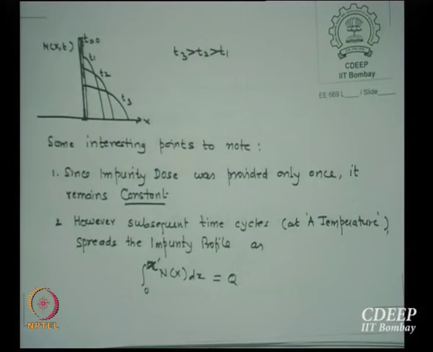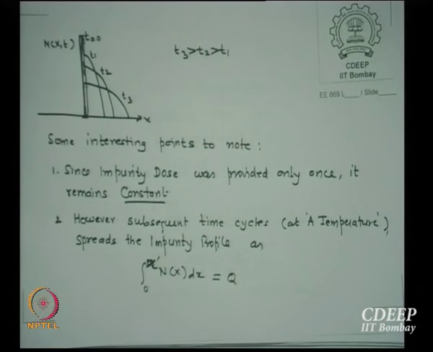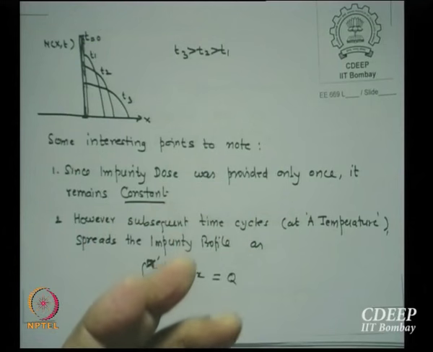So, an interesting point to note again, which I said earlier: since the impurity dose was provided only once, it remains constant. However, subsequent drive-in cycles at any temperature spread the impurity profile, and the integral from 0 to infinity of N(x) dx always remains constant, because whatever you have started with, that many impurities per unit area will always remain there. The integral of N(x) dx is the area, so that remains constant. This is different from error function or complementary error function profiles.